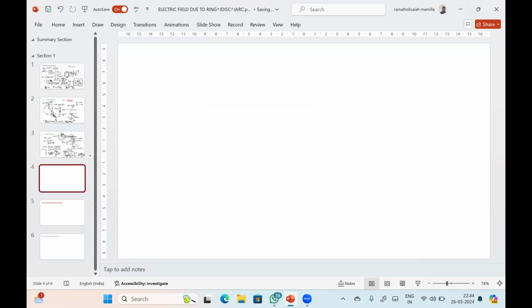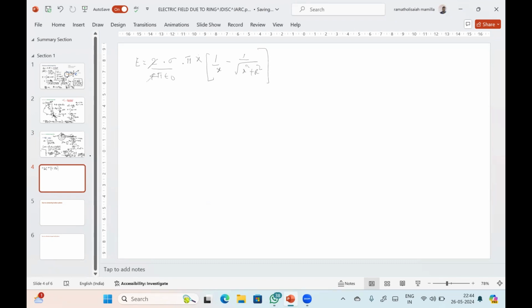So otherwise here I will write C. So you are getting E is equal to 2k, means 1 by 4 pi epsilon naught, into sigma q by pi r square. I am writing as sigma, into pi is there here extra, and x also there, 1 by x minus 1 by root over x square plus r square. This is the final answer.